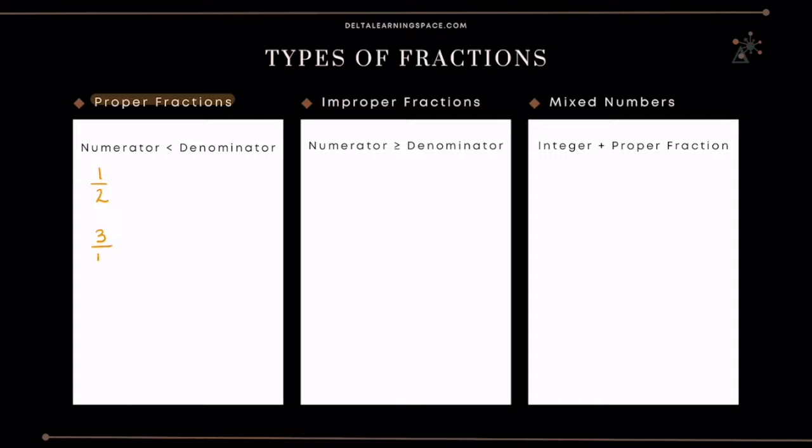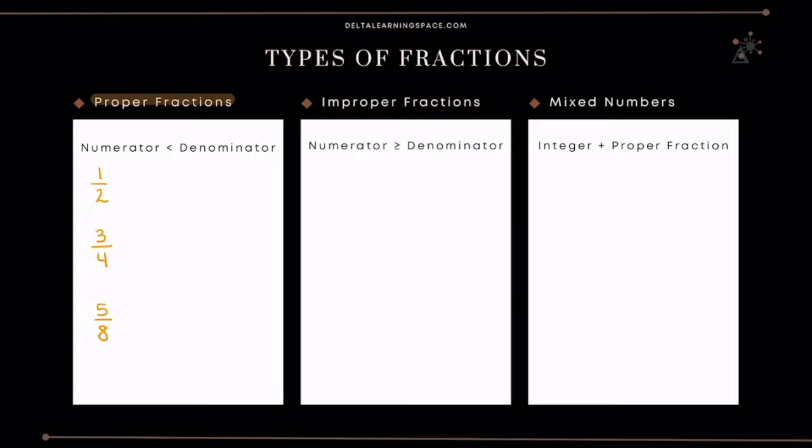3/4. Our numerator 3 is less than our denominator 4. And 5/8. 5 is less than 8, making all of these proper fractions. Proper fractions will be less than 1.